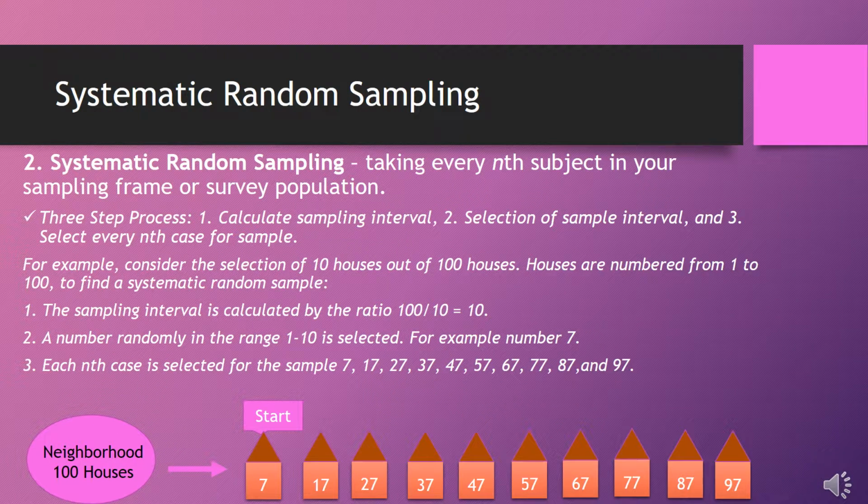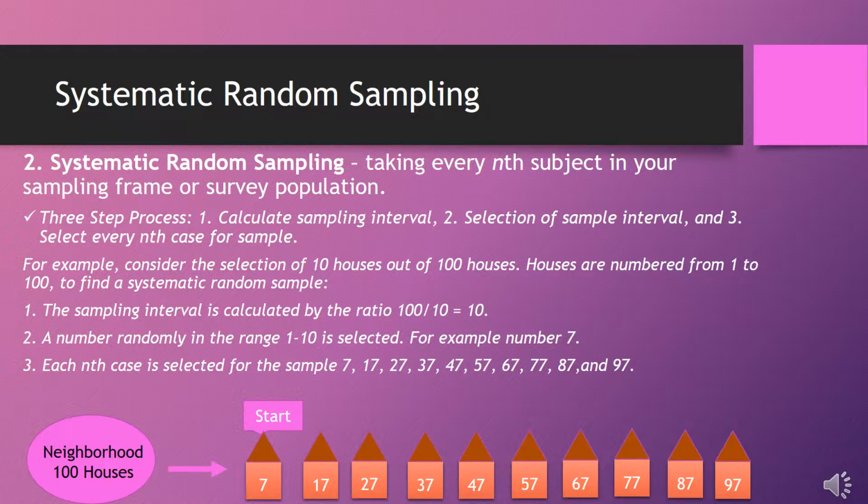The second probability design is systematic random sampling, which involves taking every nth subject in your sampling frame or survey population. There are 3 steps in this process. Number 1, calculate sampling interval. Number 2, selection of sample interval. And number 3, select every nth case for your sample.